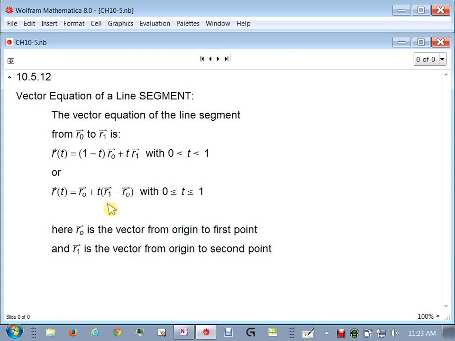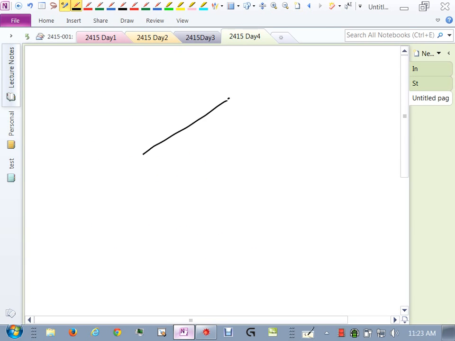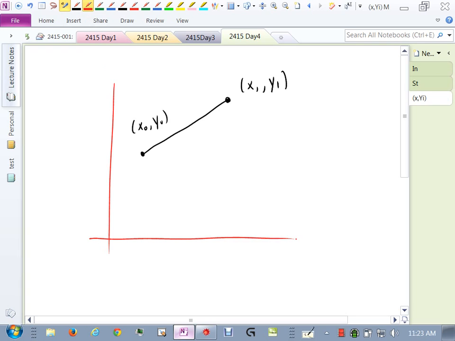Remember, we're starting at r naught, right? Let's say we want to go to r naught, and we want to stop at r1. So in the picture, here's what I'm saying. Let's say that we have a line segment like this. I'll call this point x naught, y naught. Call this one x1, y1, like that. Now if I throw my axes in here, we call this vector what? R naught. And we called the vector that went here to here r1, didn't we?